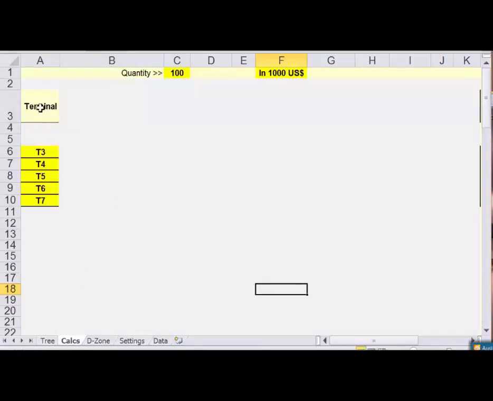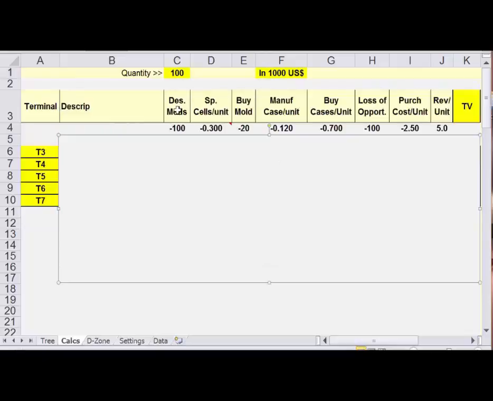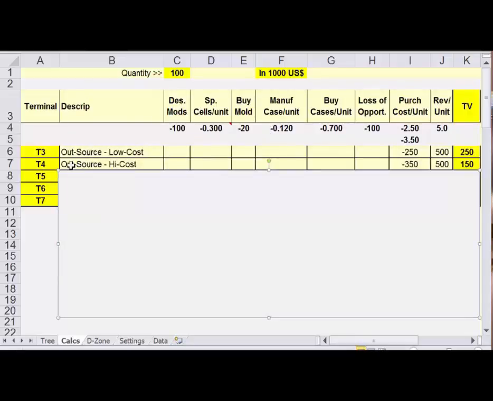So let's start with the terminals. I have the 5 terminals, T3, T4, T5, T6, T7. And we're talking of 100 units. And we will do this table in terms of thousands of dollars. So the first thing to do is create the cost and revenue cells. Here we have description and the various cost elements. Let's take the terminals that deal with outsourcing. So there could be a low cost and a high cost. And here the purchase cost per unit is minus 2.5 and minus 2.3.